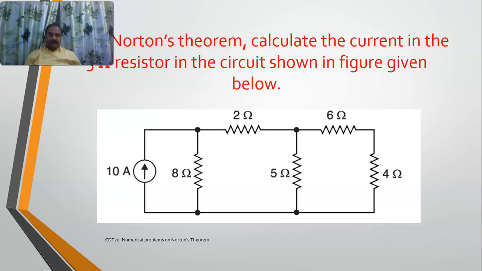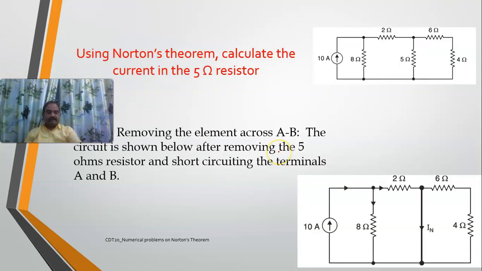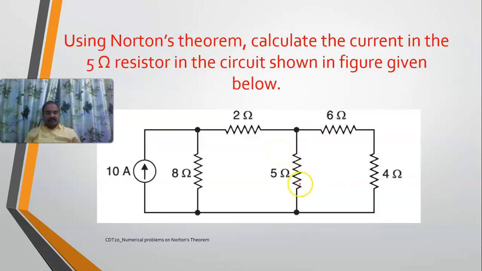See, the question says that using Norton's theorem, calculate the current in the 5 ohms resistor. This is the 5 ohms resistor. Calculate the current in the 5 ohms resistor, which is shown in the figure given below. So, if this is the question which is asked, let us try to follow the 5 steps which we have learnt in the previous lecture.